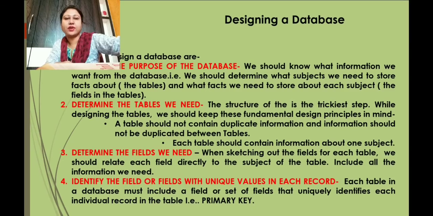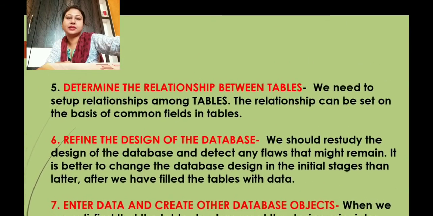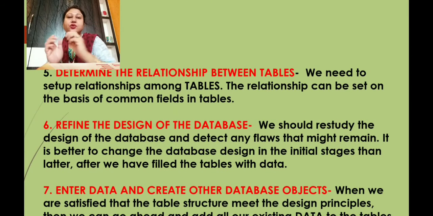The next one we have is determining the relationship between tables. Now we need to set up relationships among tables, and the relationships can be set on the basis of common fields in tables. So we can create a relationship between two or more tables on the basis of the common fields in both the tables, that is the foreign key and the primary key in the two tables.